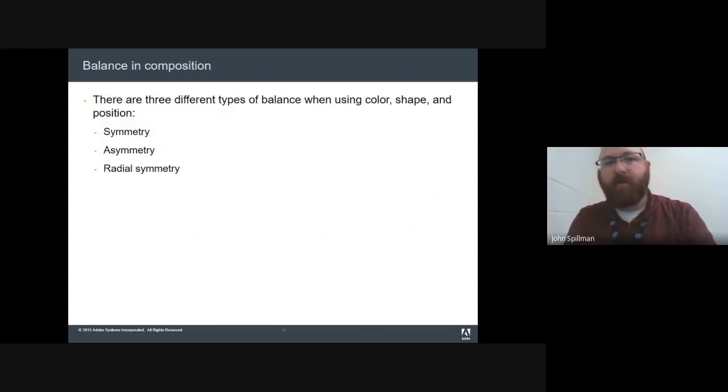Now, there are 3 types of balance that you got to consider, all right? Symmetrical, asymmetrical, and radial symmetry, all right? All designs will fall into one of these categories, all right? If something does not have symmetry or radial symmetry, then it's going to be asymmetrical, right? So every time you look at a design, it's going to fall into one of these categories. And we're going to look at a couple of examples here.